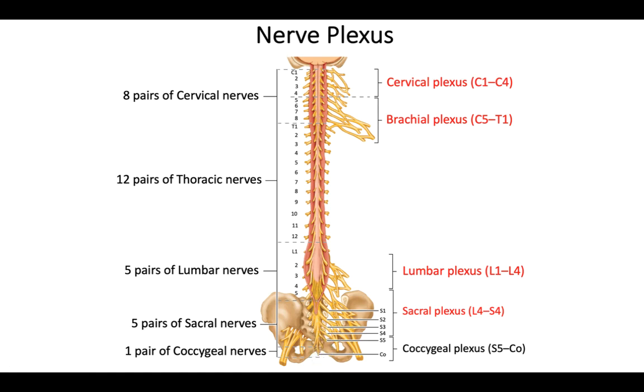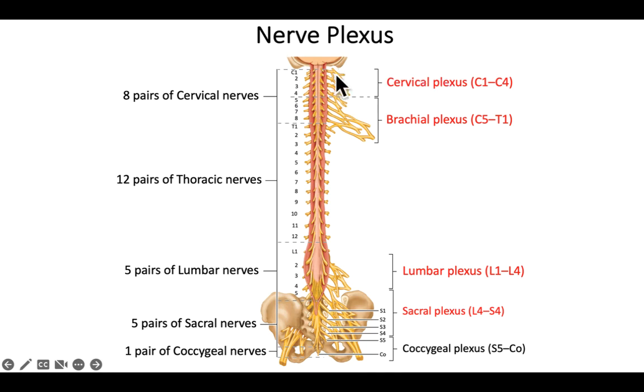Now, the tricky part is that these nerves interconnect with one another. So they don't just extend straight out and go to their location. A lot of the neurons will enter different nerves. So they interconnect with one another and form what's called a plexus.